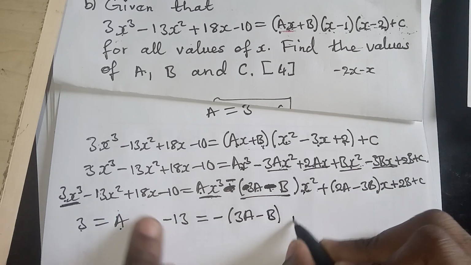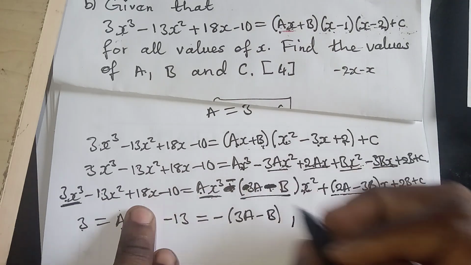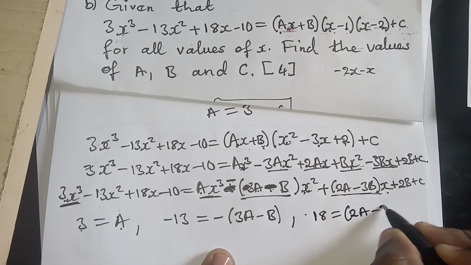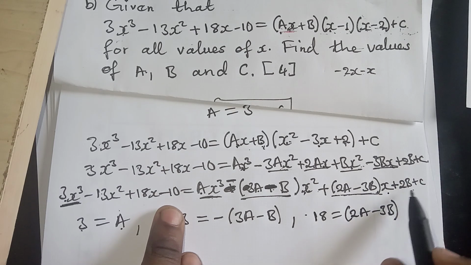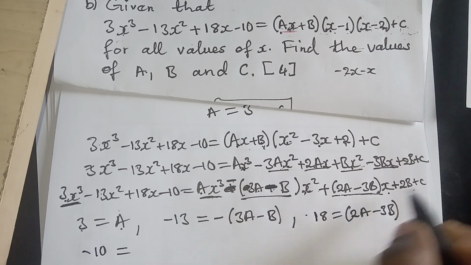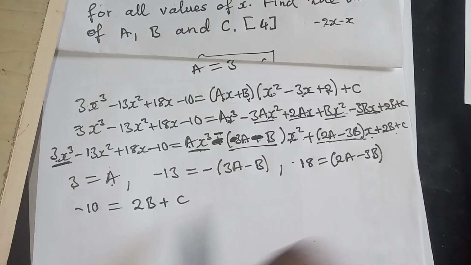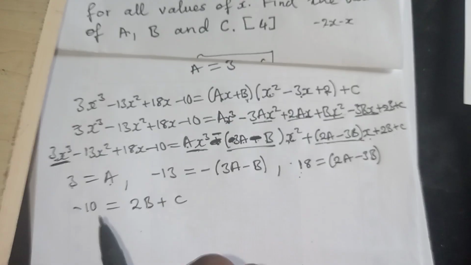And then next, you want to check the coefficients of x. So in this case, we have an 18. This side we should have 2a minus 3b. And then the constant parts as well must equally be the same. We have a negative 10 this side, and then this side we have 2b plus c. So now you may not need all of these. You can just use as many equations as it will take for you to find what you're looking for.